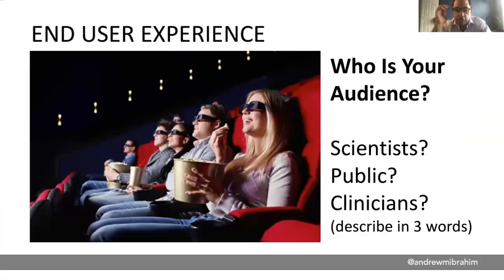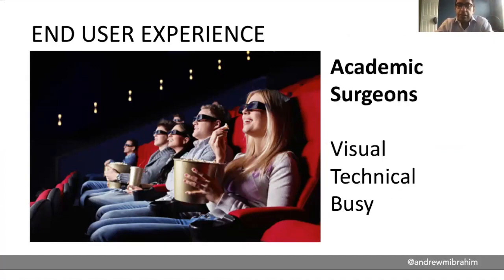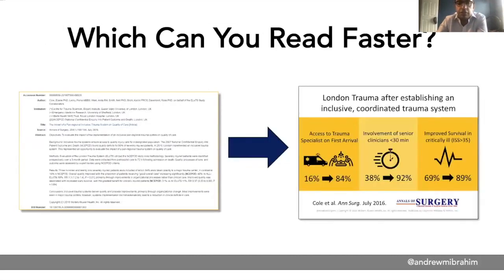When I start creating a visual abstract, I spend a lot of time thinking about who's the audience? Who are the people that I want to read this? Is it scientists? Is it the public? Is it other clinicians? And I try to describe them very concretely. So when I think about academic surgeons, I think of them as visually oriented people by the nature of what we do. They're definitely very technical. They want specifics, and they're busy. Surgeons are busy people who don't have a lot of discretionary time. So what does that mean? How do you translate those ideas into designing an effective visual abstract?